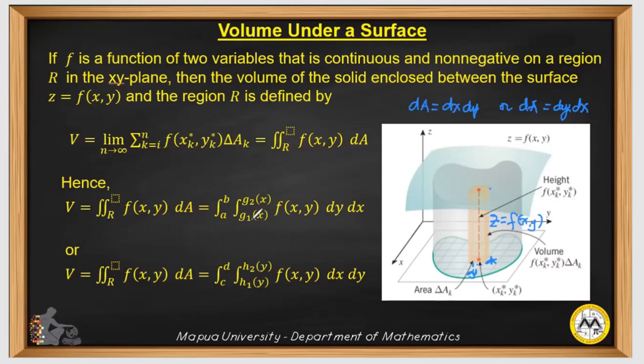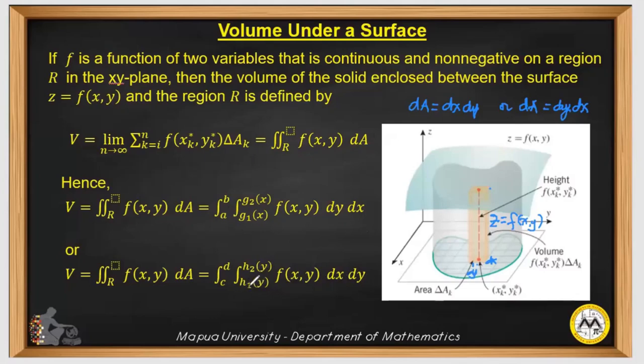So, if it is independent of y, it will be in terms of x. And the outer limits of integration in x, x goes from a to b. Please take note that the outer limits of integration are independent of both x and y, so a and b must be constant. So what if the differential of A is dx dy? This time the inner variable of integration is x.